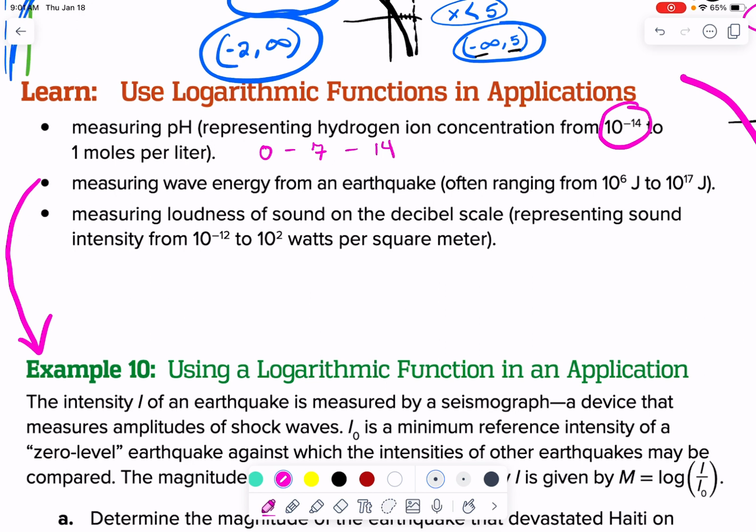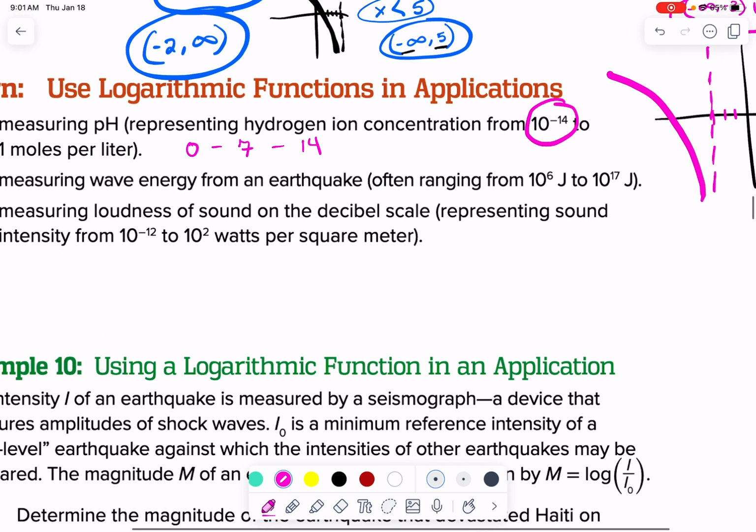That, though, measures intensity. So it's not to say that if you have a Richter scale that measures an earthquake at a 6 and then a Richter scale that measures an earthquake at a 3, it doesn't mean that the 6 is twice as bad as the 3. It's actually, this is 10 to the 6th power, and this is 10 to the 3rd power, right?